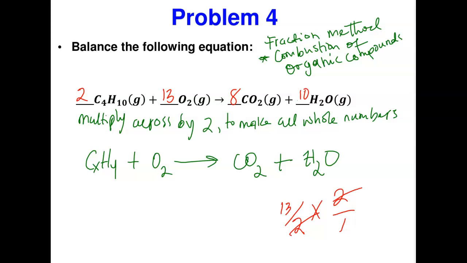And now when you check it, everything, let's check it now. There is 2 times 4, 8 carbons here, 8 times 1, because carbon is just one side. 2 times 10, 20 hydrogen, 10 times 2, 20 hydrogen. Oxygen is 13 times 2, 26 oxygens. Let's see. 8 times 2 here is 16. 16 oxygen plus 10 oxygen here, 26, and the equation is balanced.